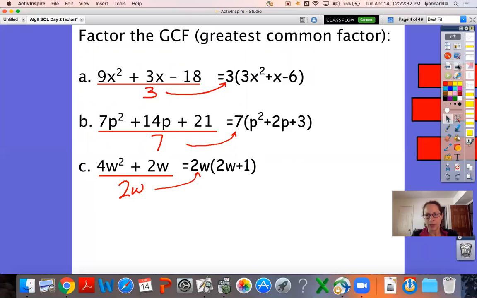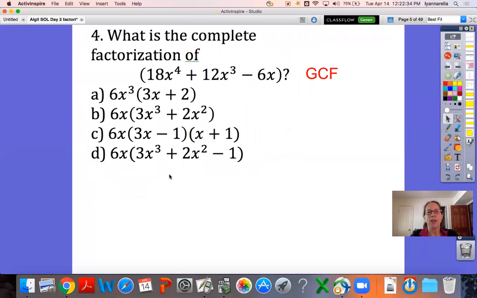Are you good on GCFs? Yes. Okay. This is an actual SOL question. So if they asked you how to factor this, and I give you a hint and I say it involves only GCFs, which of these 4 do you think that would be?